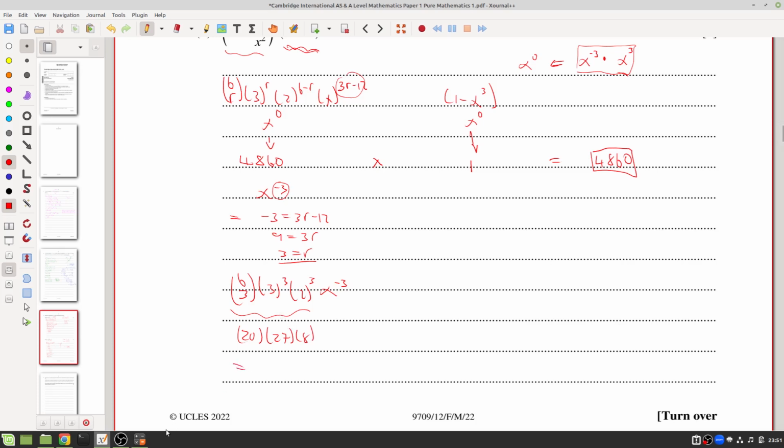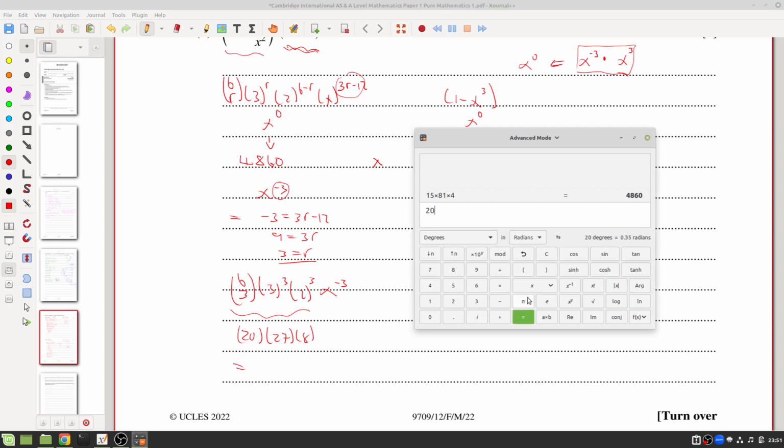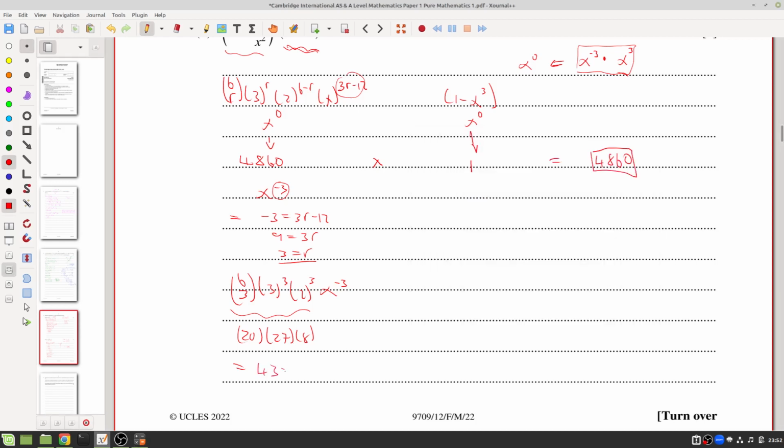So let's do that multiplication. The 20 times 27 times 8, 4,320. And for this one, we need to find x to the power positive 3. So the x to the power 3 here, what's the coefficient for x to the power 3? It's negative 1, right? So that's going to be negative 1. So then all we do is we say this times negative 1 is negative 4,320.